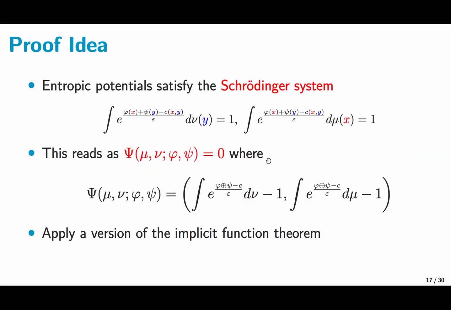Right? Okay. So this can be seen as a functional equation for two potentials, and actually, up to some normalization, entropic potentials are unique solutions to this functional equation. So given this, it is natural to apply some kind of implicit function theorem to get the derivatives of the entropic potentials as functions of the two marginals.